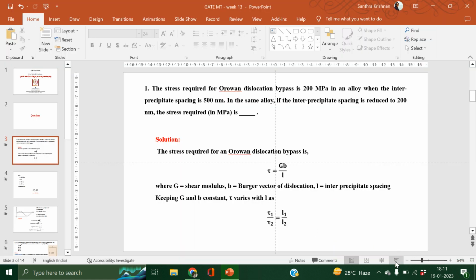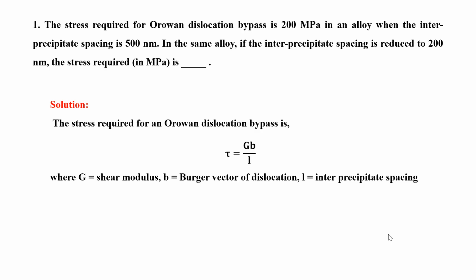Okay, fine. So the case is that, keeping G and B constant, we have tau 1 by tau 2 is equal to L2 by L1. In our case, they have given us tau 1, we have to find tau 2. It is 200 MPa, and L1 and L2 are 500 and 200 nanometers respectively. Therefore, on substituting, we have 200 divided by tau 2 equals 200 by 500. So hence, tau 2 is equal to 500 MPa. Therefore, to that particular question, we can say that the stress required to move the Orowan dislocation is 500 MPa.